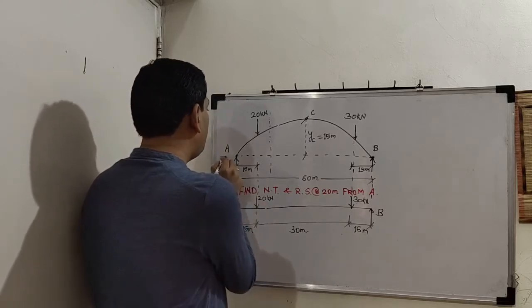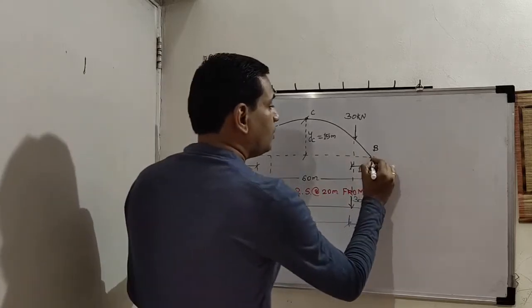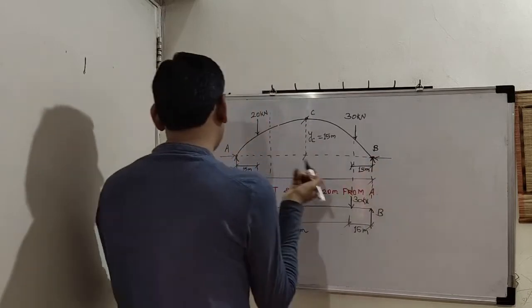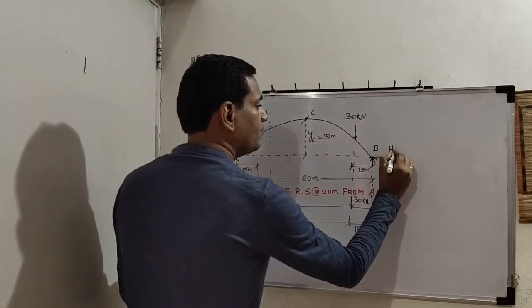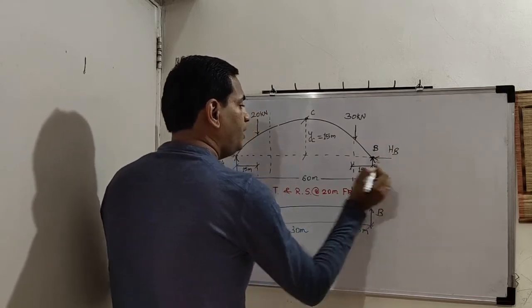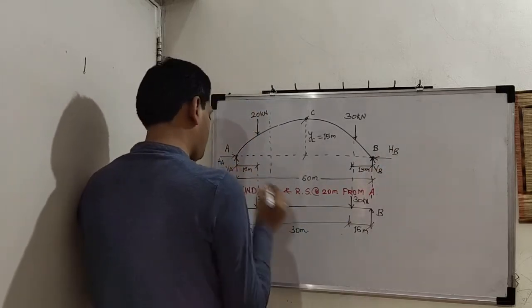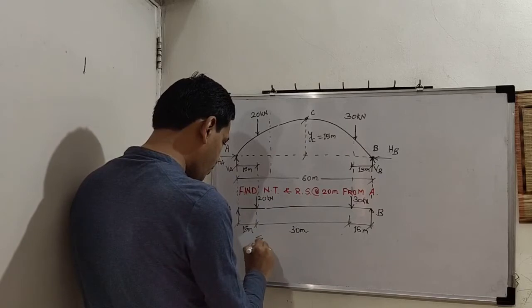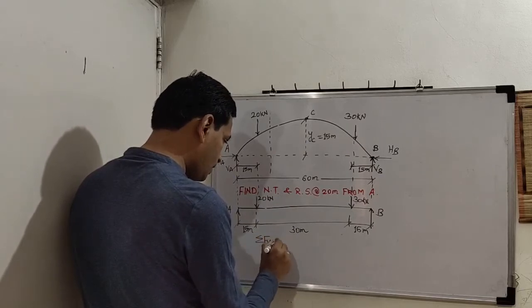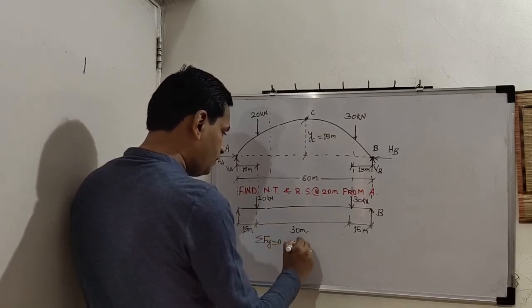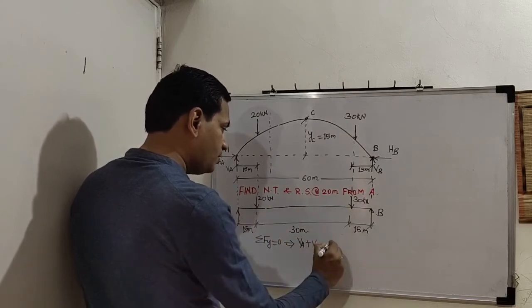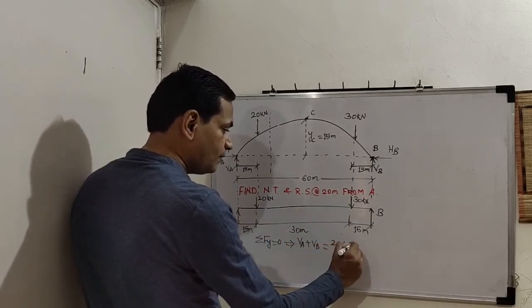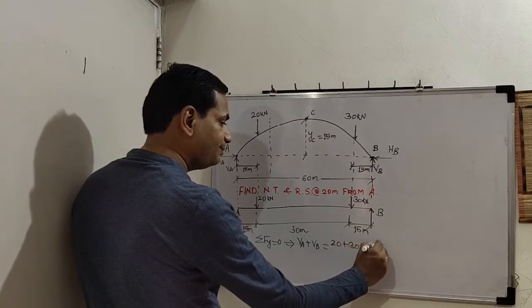If we apply summation Fx is equal to 0, we are going to get HA is equal to HB. And we have to find VA and VB. So this is what we are doing now. Summation Fy is equal to 0. This will give us VA plus VB as 20 plus 30, correct? So this is 50 kilonewton.